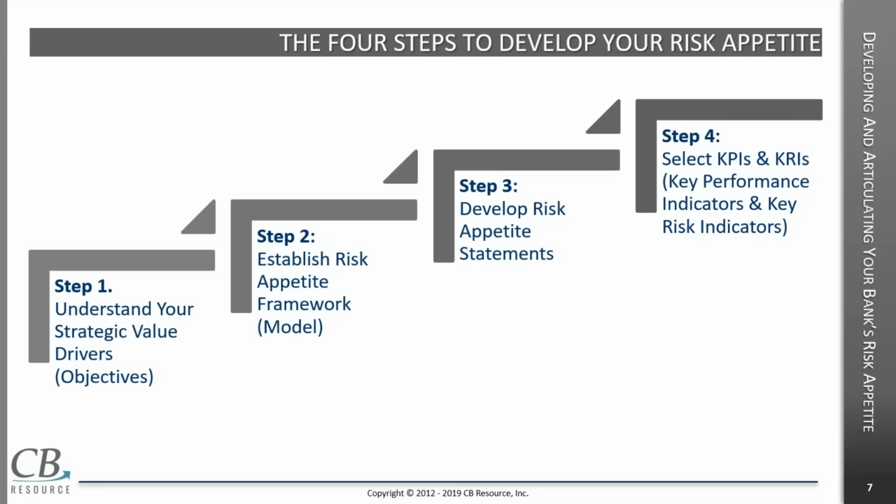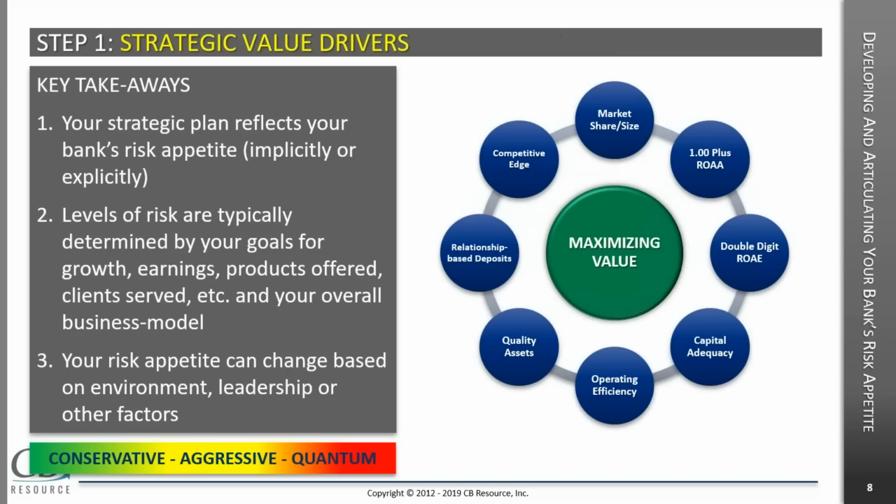And then lastly, step 4 is developing those key performance indicators or key risk indicators. You've gone through all this trouble of saying this is what we're willing to do or not do to make money and create value. You've defined them. How do you measure and monitor it? And that's what step 4 is all about.